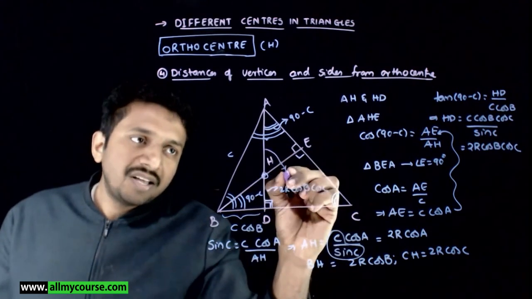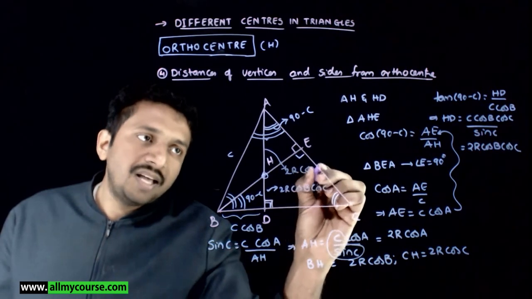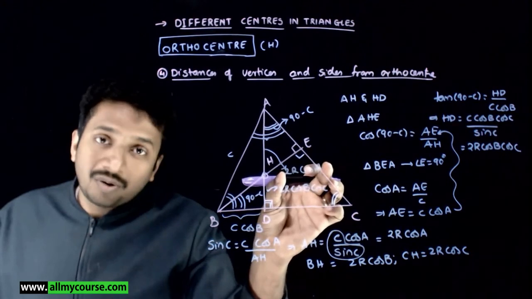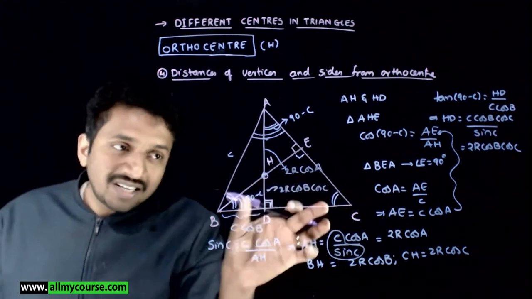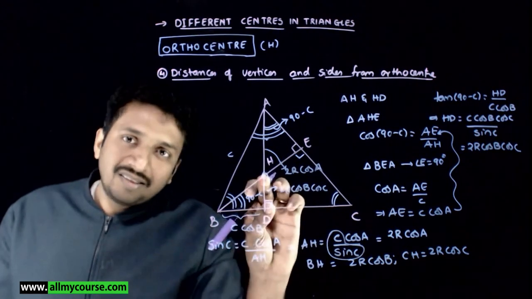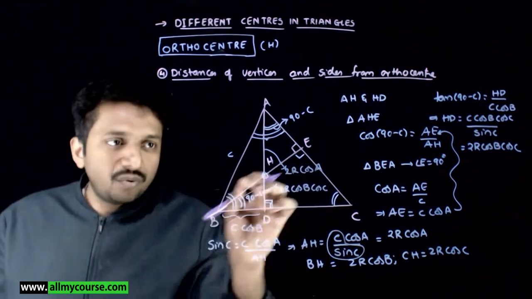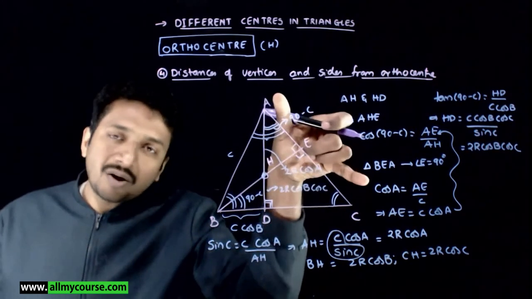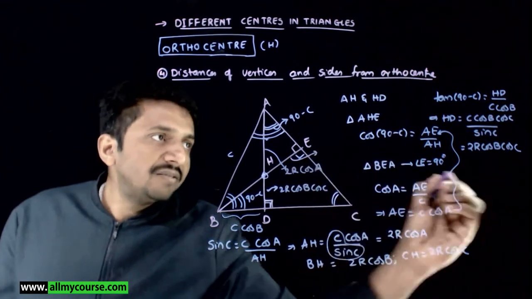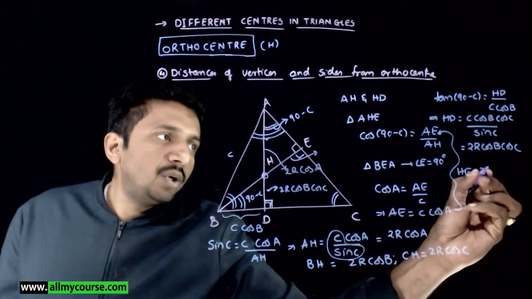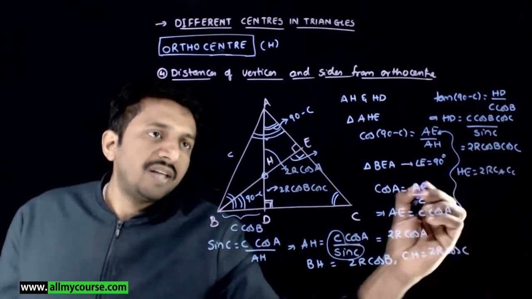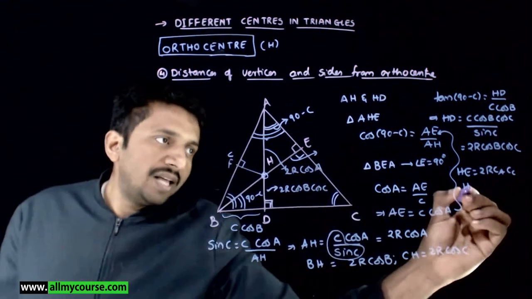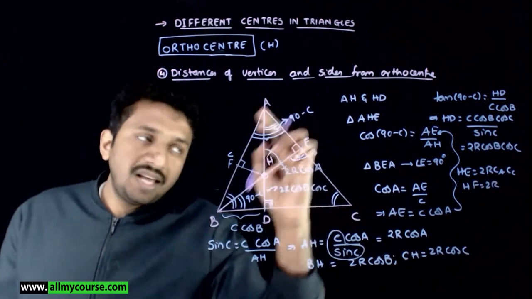What is AH? AH is 2R cos A. So if you want the distance from the vertex A, you need to write 2R cos A. If you want the distance from the side BC, the answer is 2R cos B cos C. If you want the distance of this from side AC, you need to do 2R cos A cos C. So my HE will be equal to 2R cos A cos C. And if you want the distance to F, HF will be equal to 2R cos A cos B.